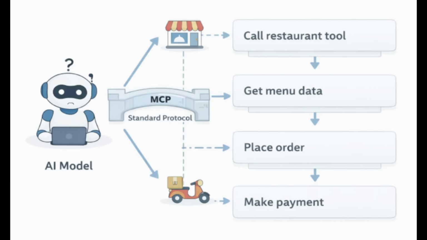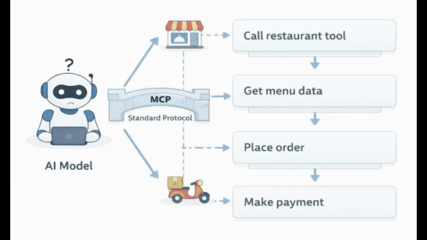Now imagine MCP as a standard rulebook. This rulebook clearly defines how an AI should interact with a restaurant system, how it should request menu data, how it should place an order, and how it should use payment tools. With MCP in place, when you say order a pizza for me, the AI does not guess. It follows a clear predefined process given by MCP.